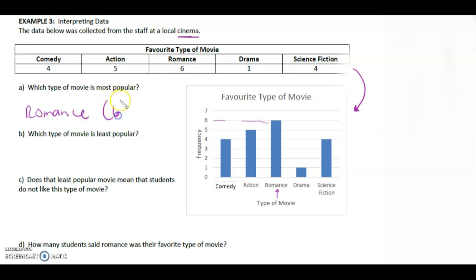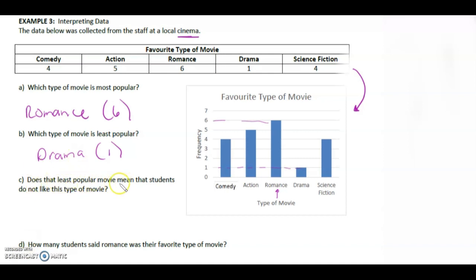And I'm going to put in brackets 6 just to say how many staff voted for romance. And then the least popular, I'm looking at this bar here, drama. And only one person liked drama.